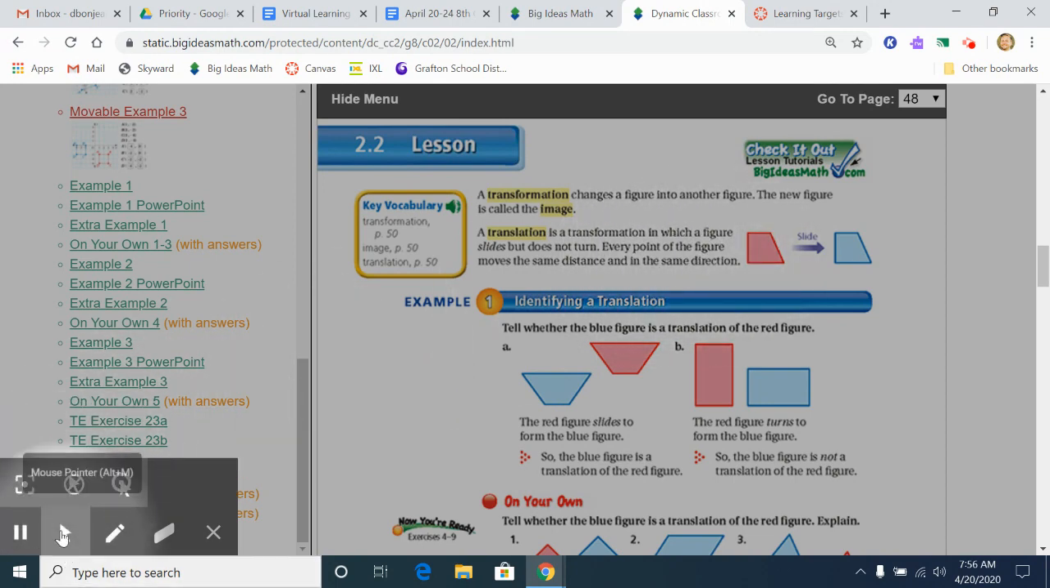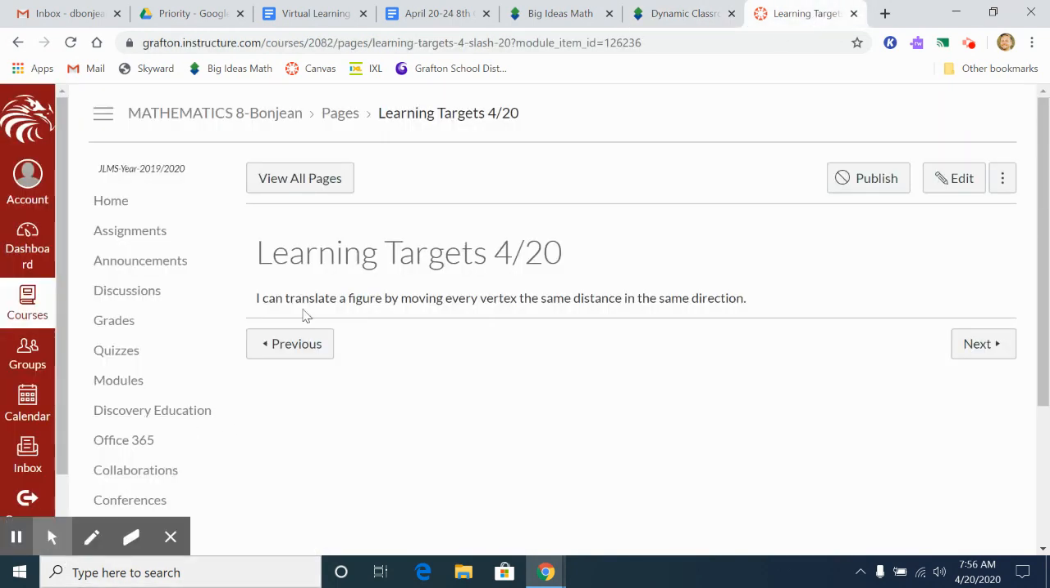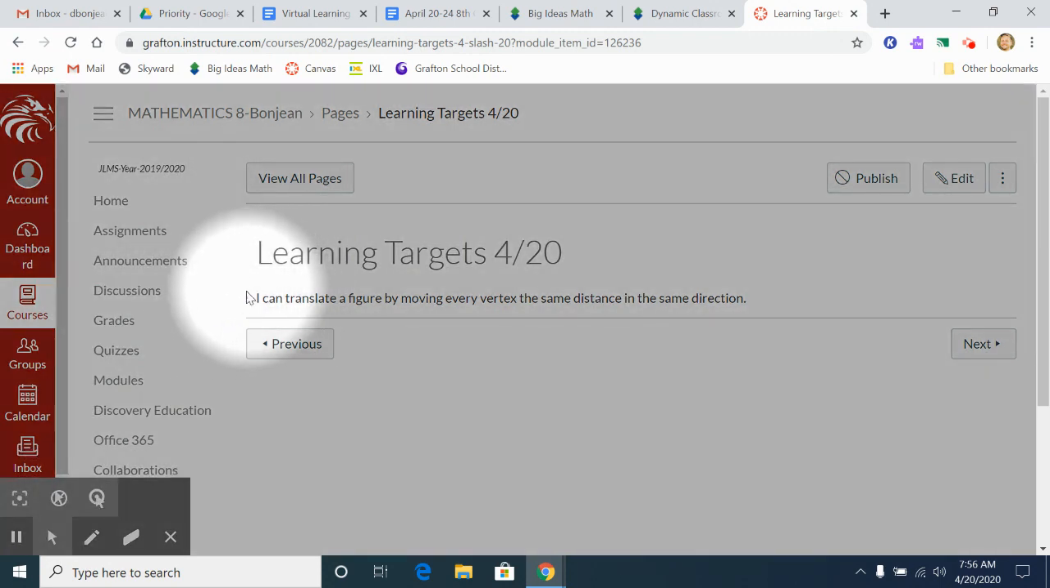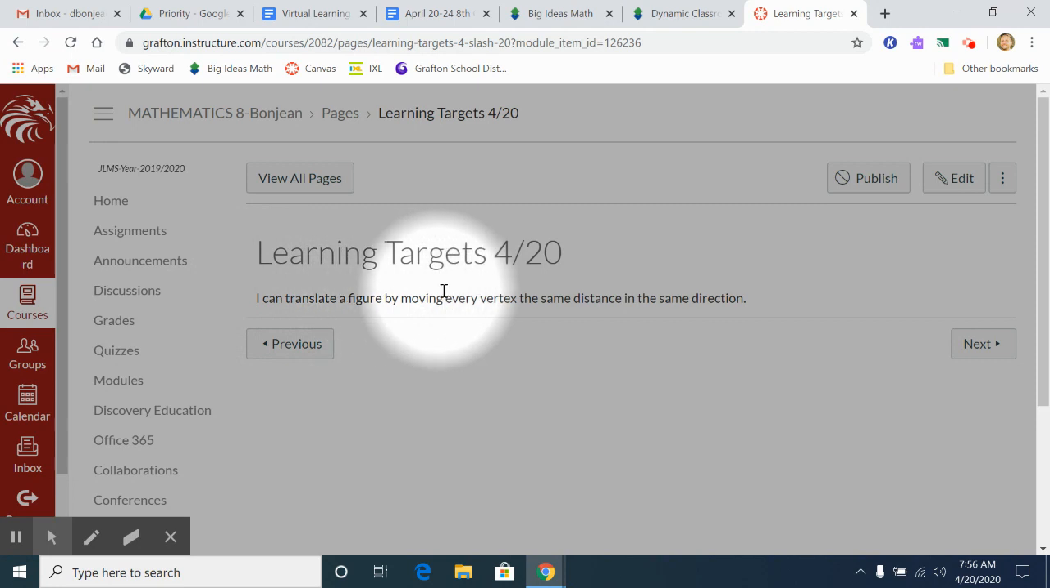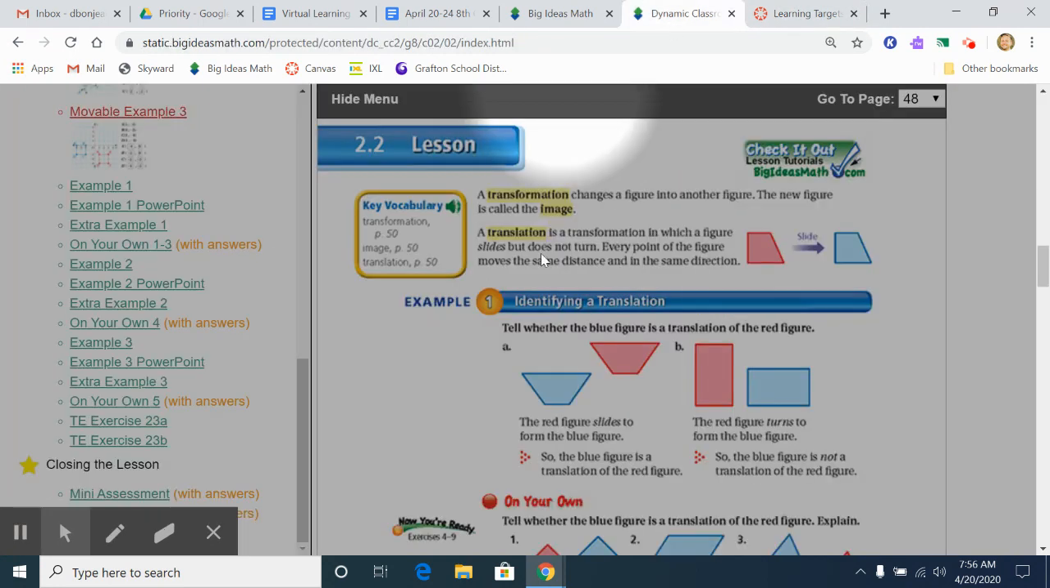Okay, so now I want to point out your learning target. All right, so just kind of know this. I can translate a figure by moving every vertex the same distance in the same direction, which is what it just described, how it just described the translation. All right, that's how we translate something, by moving every point the same distance in the same direction.